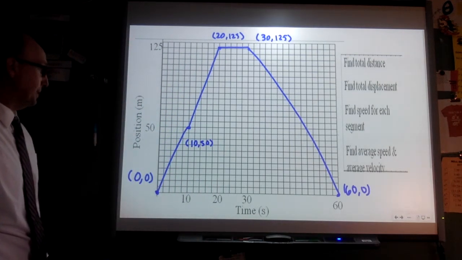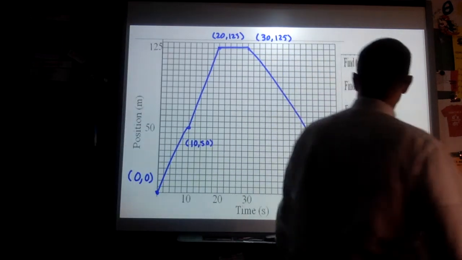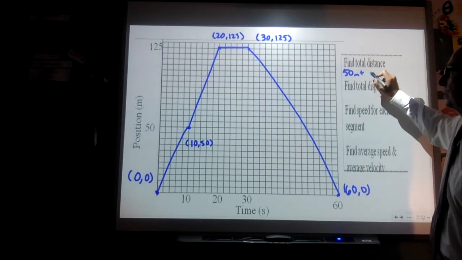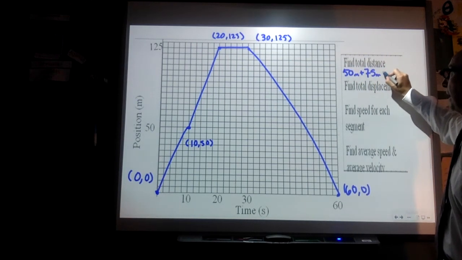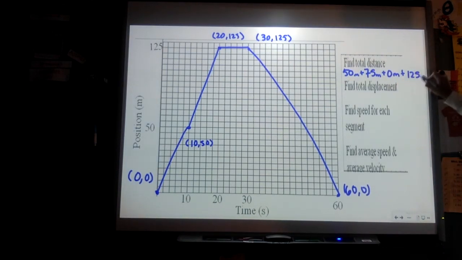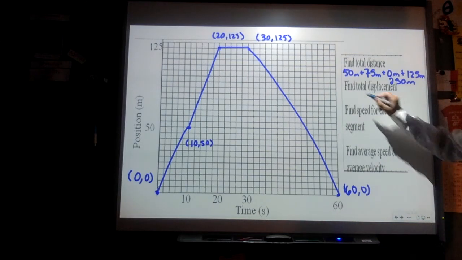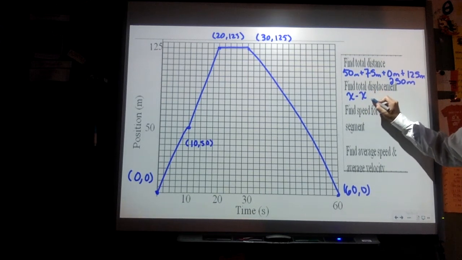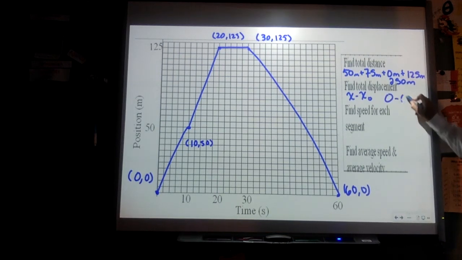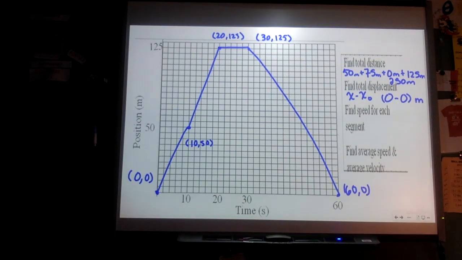All right, so my total distance. My total distance will just be how far he travels. So he went 50, plus 75 plus 0 plus 125. So this is going to give me 250 meters. Displacement would be my final position minus my initial position. He finally ends up at 0, and he started at 0. So the displacement would be 0 meters.